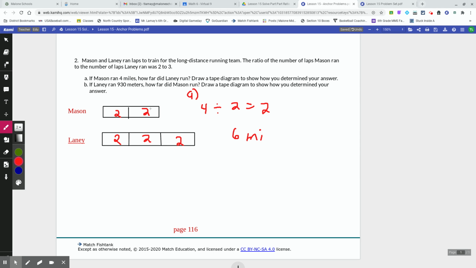All right. So the reason why they call it a part to a part is because this is a part of, and we're not talking about a whole thing. All right. Question B, let's do down here so we don't get it mixed up. It says if Laney ran 930 meters. All right, so what I'm going to do is erase my 2s I had here from question A.